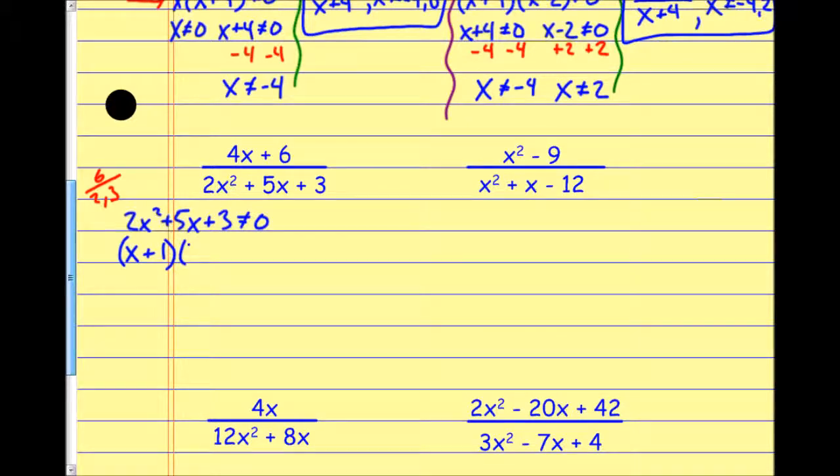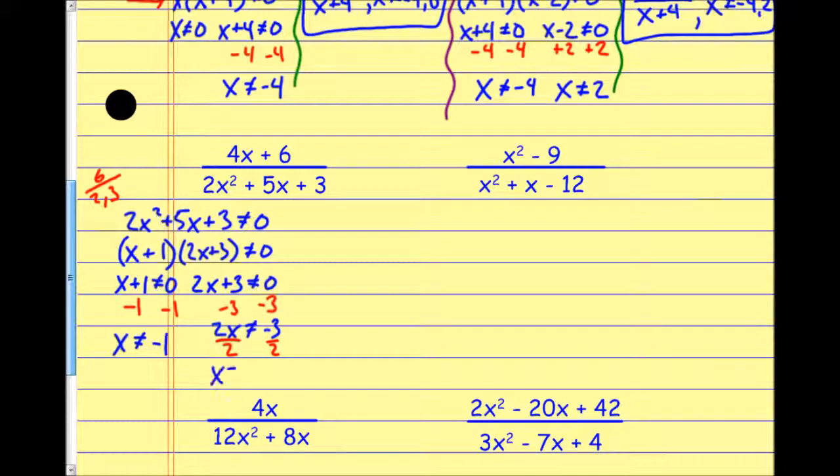And then we set each factor not equal to 0. And we solve each. This one we subtract the 1 from each side. This one we subtract the 3 from each side. And then divide by the 2. So we find out that x cannot equal a negative 3/2 or that negative 1.